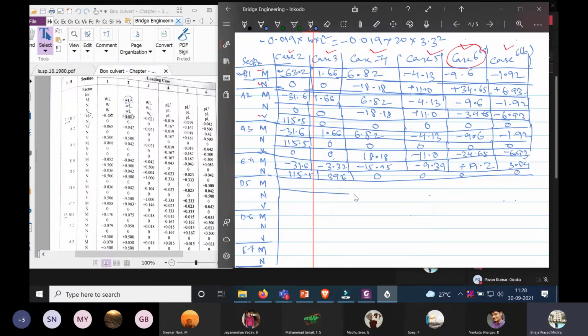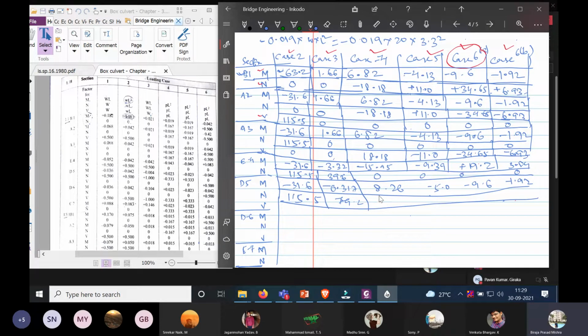Now let's go to the next section. The next section is D5. Here it is minus 31.6. Here it is minus 0.317. Then it is 8.26. Then it is minus 5.0. Then minus 9.6. Then minus 1.92. Next value, that is the shear thrust. It is 115.5, 79.2.